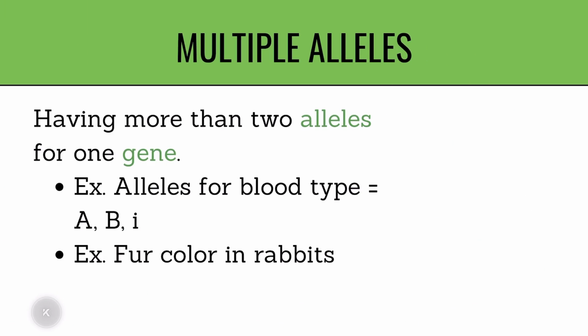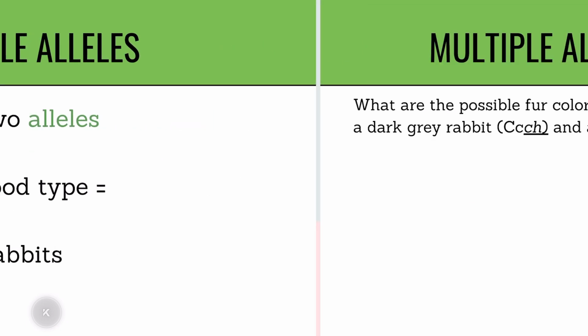When we were talking about blood type, we talked about the idea of having multiple alleles. Just to reiterate, that means that you have more than two alleles for one gene. With blood type, we had three alleles: the A allele, the B allele, and the I allele for blood type O. Another example of that is fur color in rabbits.